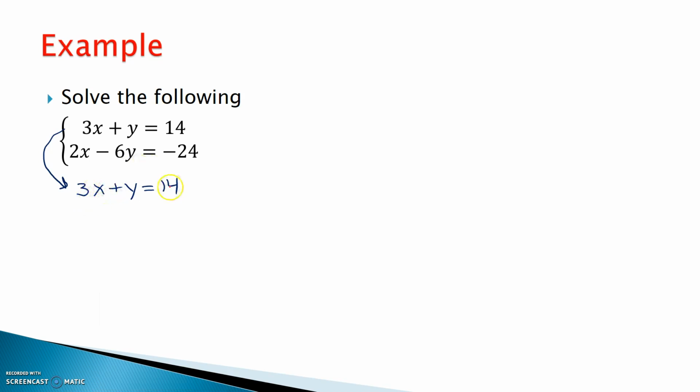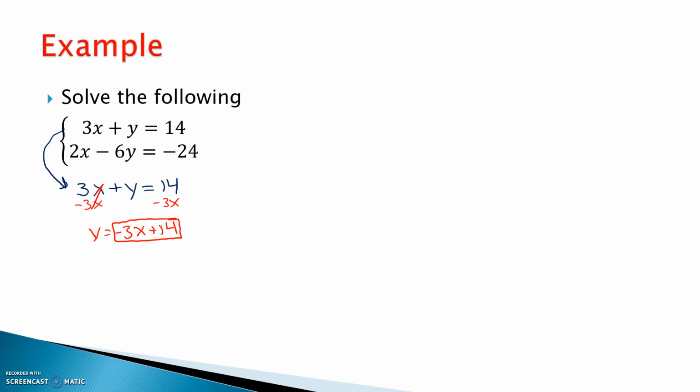It's just going to become a negative 3x. I say minus 3x, minus 3x. I get y is equal to negative 3x plus 14. Hey, I've solved for y here. I know y is equal to all of this information here.